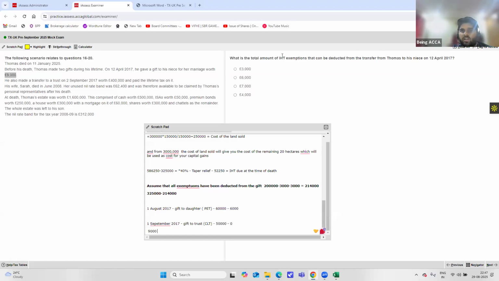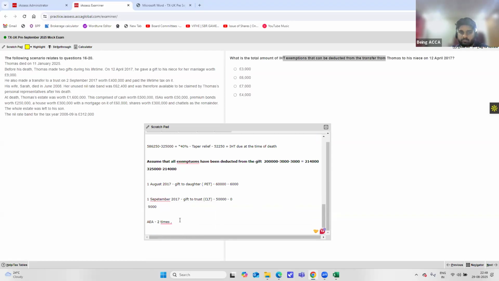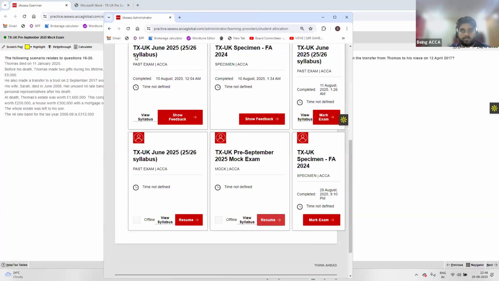Now they're asking what is the total amount of exemptions that can be deducted. So what are the exemptions? One would be the AEA, two times, correct? Then the other is, it is to a niece. So what will be the total exempted amount we have discussed earlier? It is 1,000. So that will bring it up to a total of 7,000. Always remember to identify what they're asking. Total amount of IHT exemptions is what they're asking for, not the remaining amount that will be taxed.